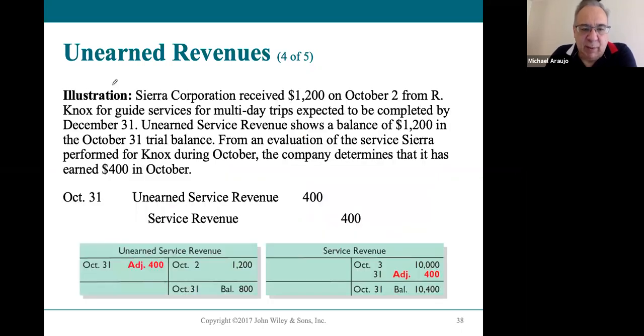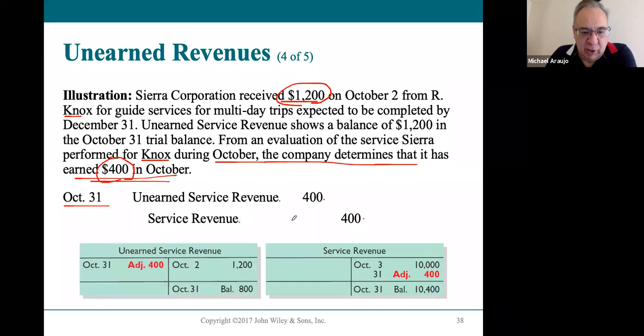So here is an example. Remember that Sierra Corporation received $1,200 from RNOx for guided services to be performed. Well, during October, the company actually performed $400 of work for RNOx. So do they still owe this guy $1,200? No, they already performed $400 of that $1,200. So that $400 becomes what we call an adjusting entry. We have to take it out of the liability, which is why we debit unearned revenue, and we credit revenue. It should be revenue now.